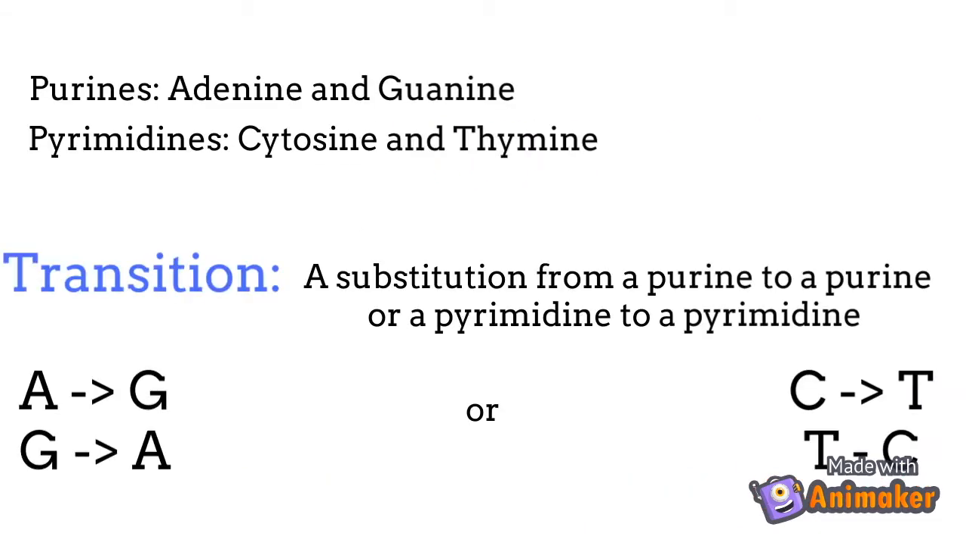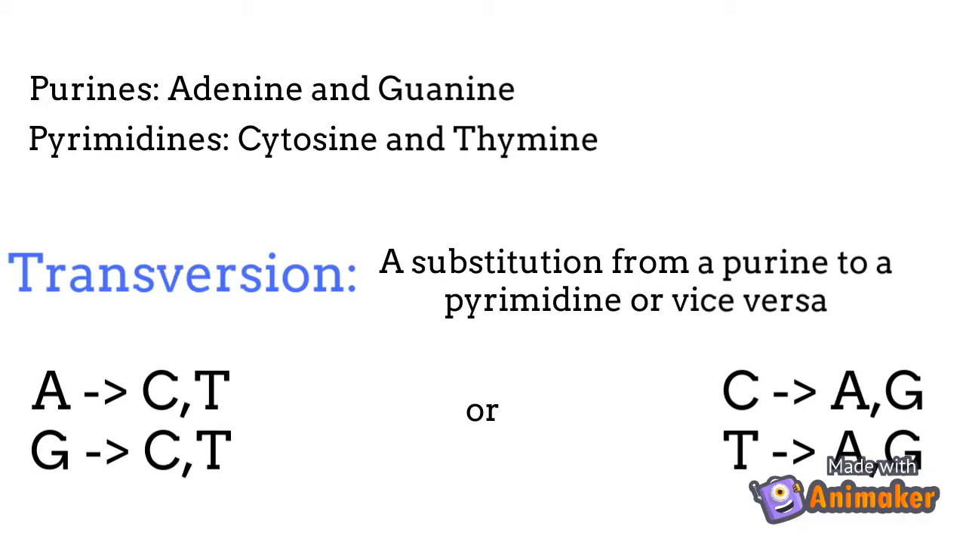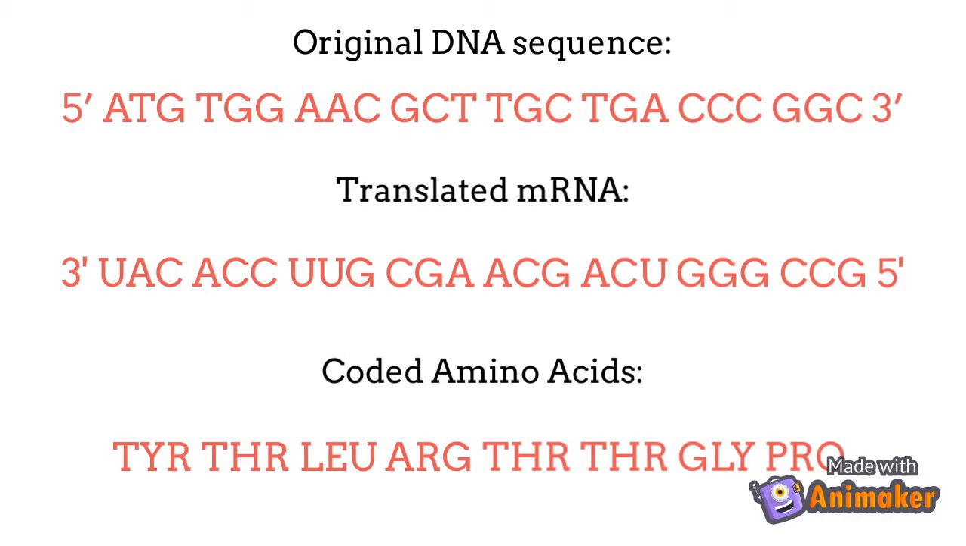So we know that adenine and guanine are purines, and cytosine and thymine are pyrimidines. So if we see a substitution from a purine to a purine or a pyrimidine to a pyrimidine, this is called a transition. If we see a substitution involving a purine with a pyrimidine, or vice versa, this is called a transversion.